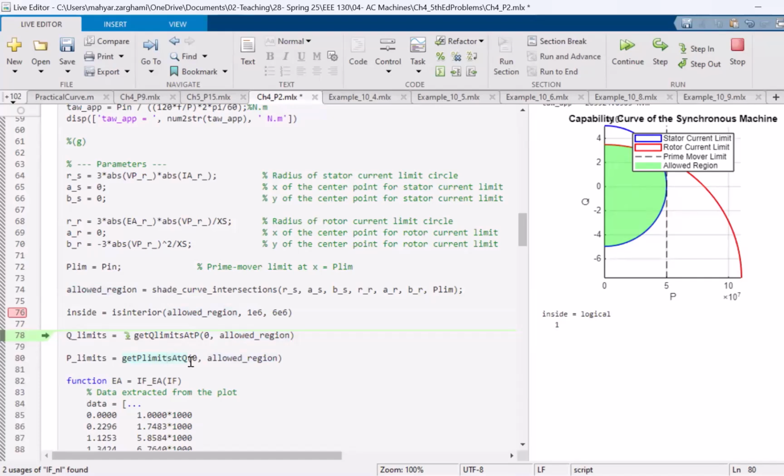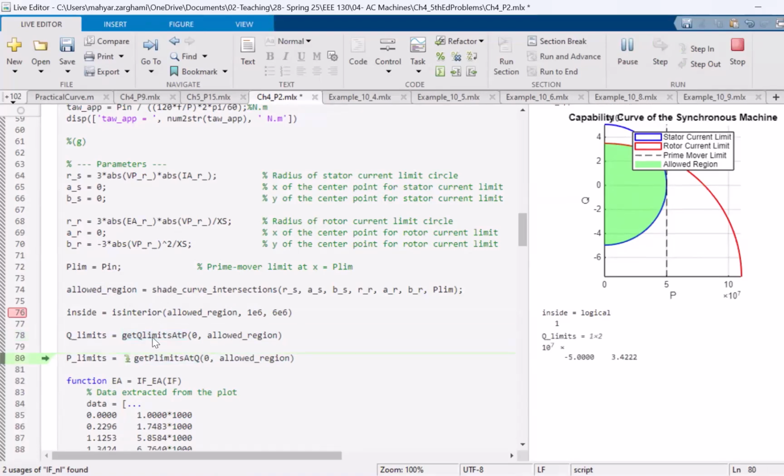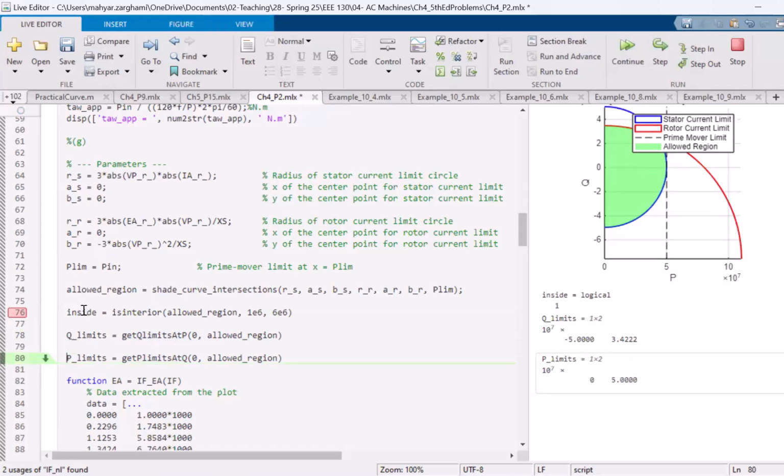You give it the Q, for example, at this Q, and it gives you the minimum and maximum P. The minimum P is always 0, right? The maximum P gives you the maximum P in that region. So these are two other functions that you can utilize. These are just examples. I put them in this code so that you can work around. So the Q limits for 0 are basically minus 50 megavars and 3.4. This is minus 50. This is 3.4.